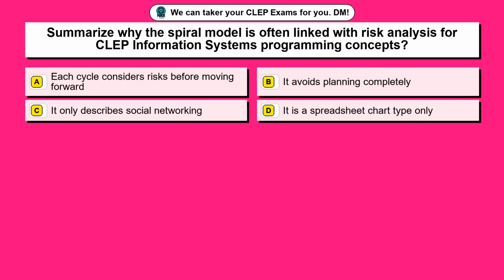Question 71. Summarize why the spiral model is often linked with risk analysis for CLEP Information Systems programming concepts. Option A. Each cycle considers risks before moving forward. Option B. It avoids planning completely. Option C. It only describes social networking. Option D. It is a spreadsheet chart type only. The correct answer is option A.